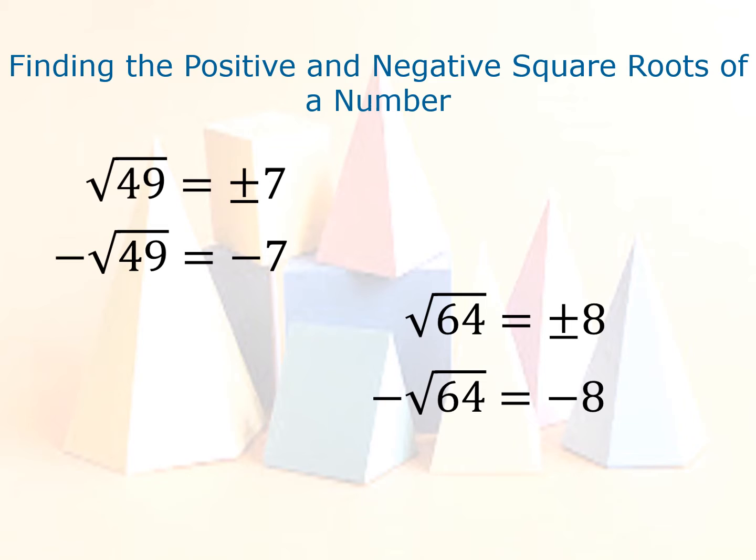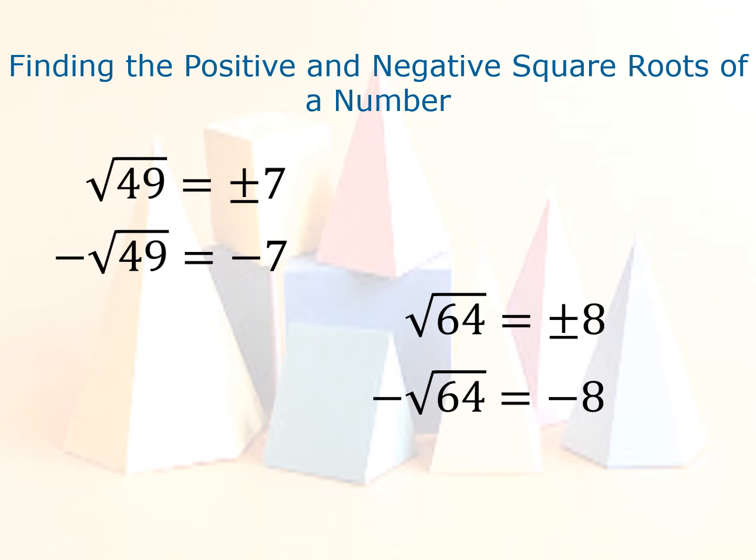So let us find the positive and negative square roots of a number. If we have the square root of 49, it is equal to positive and negative 7. Why positive? 7 times 7 is 49. Why negative? Negative 7 times negative 7 equals 49.